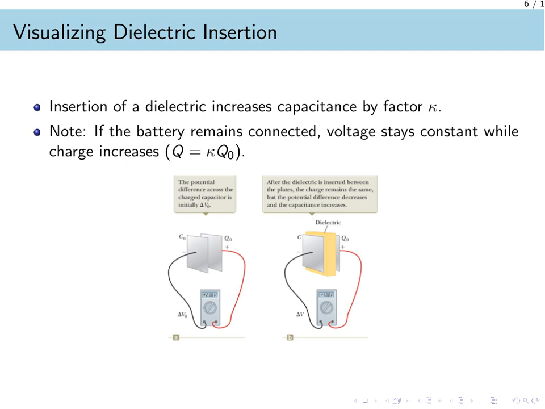However, in our visualized example, the potential difference across the charged capacitor is initially delta V0. After the dielectric is inserted between the plates, the charge Q0 remains exactly the same, but the potential difference visibly decreases while the overall capacitance of the system increases.